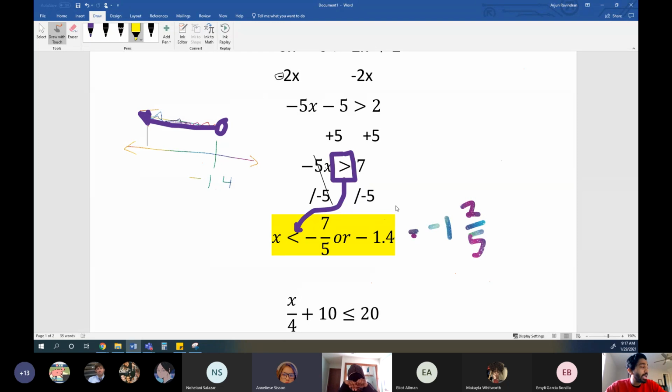Yeah, exactly correct. And so basically you're flipping from one side of the number line to the other. 7 divided by -5, that's a positive 7, but our result is a negative value. So we're going to flip that inequality symbol. So Aditya, why is it an open circle? Tell me why it's an open circle.